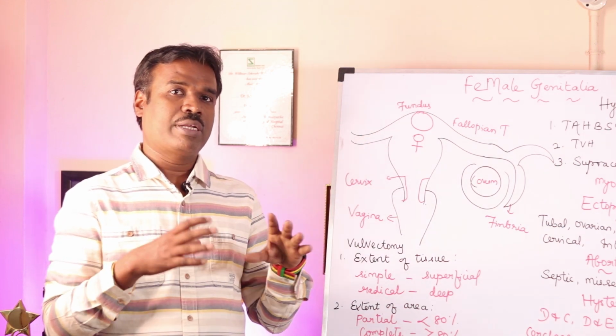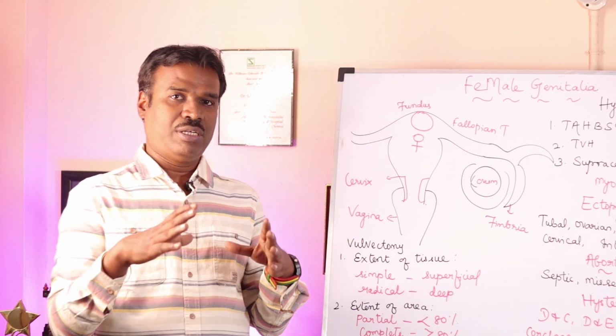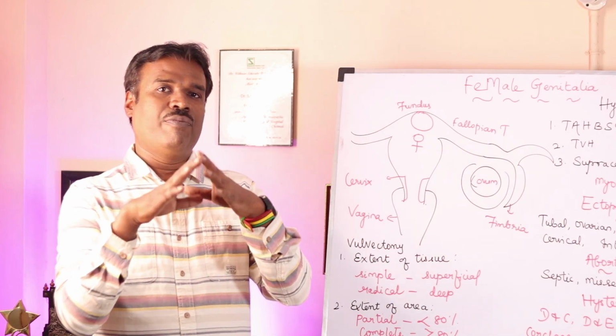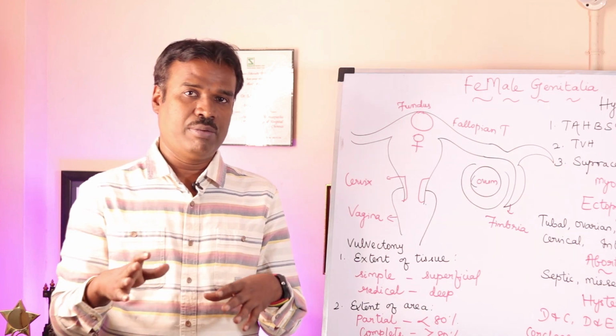So what are the procedures that can be done on the vulva? Meaning the vagina, the Bartholin glands. We have the labia majora, labia minora.